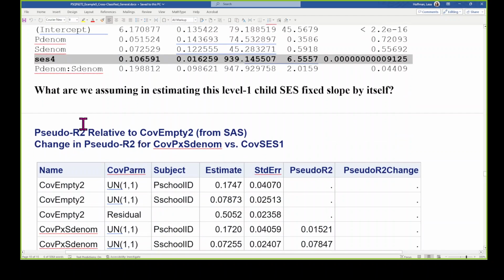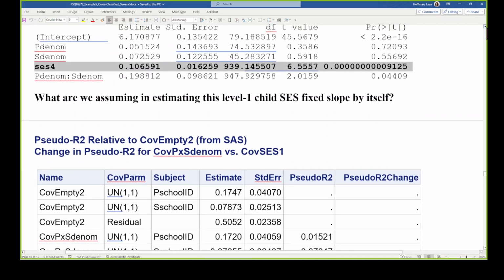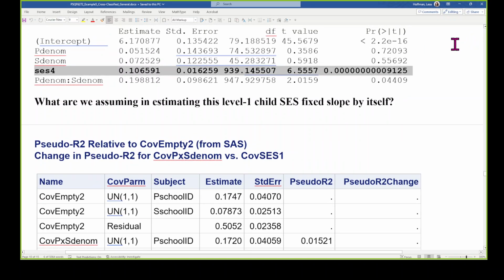But then the question, of course, what am I assuming in estimating this child SES slope all by itself? No contextual effect. No contextual effects, plural. Yeah, we are going to do this. Because I know there's two kinds of contexts, right? And there's the unique context, potentially, as well. So there's 3 contextual effects that I could potentially have to worry about.